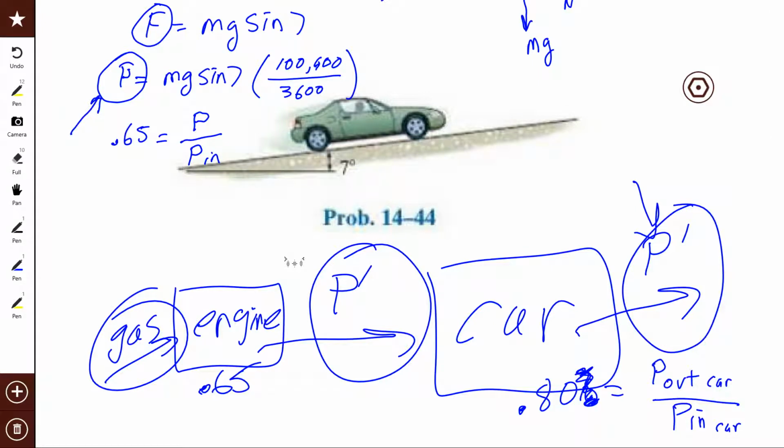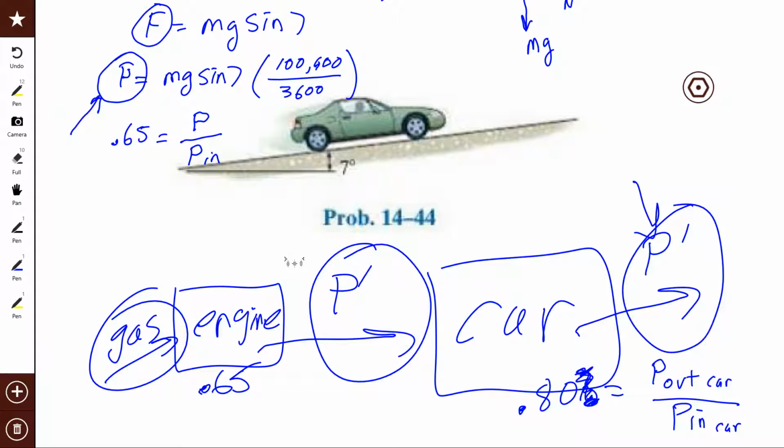How do I know? Because I watch it. It's going up a 7-degree hill at 100 kilometers an hour. That's the power that's coming out of the car. I can see it. Boom, there it goes. Or argue with me if it's not. Is that the power coming out of the car?